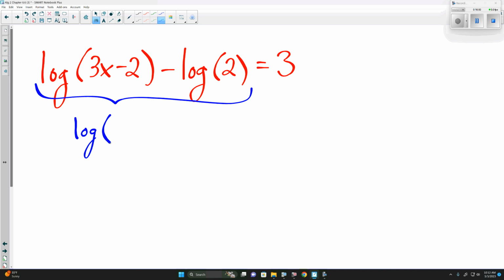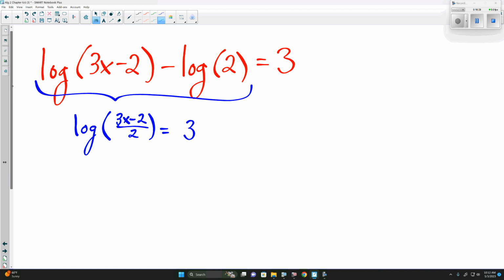Now, if we have two logs being added together, it can be rewritten as a single log with what's inside being multiplied. If we have two logs being subtracted, we can write it as a single log, but what's inside of it is not being multiplied anymore. It would be what? Divided. So we're going to say that we have 3x minus 2 over 2 is equal to 3.